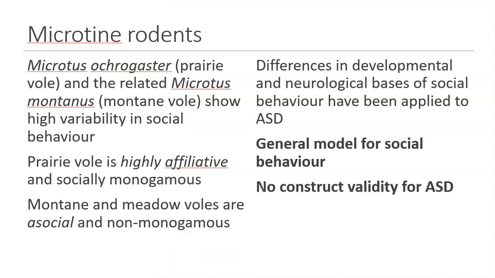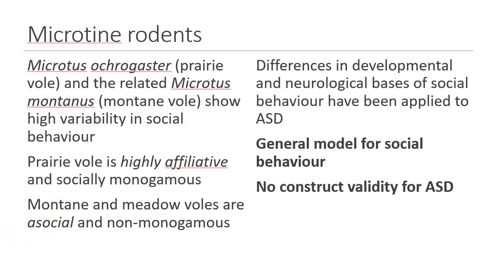So what we can do is study these rodents. We can study the differences between the prairie voles and the montane voles to show a high variability in social behavior. Because the prairie vole is highly affiliative and socially monogamous, that's related to what we call a normal or healthy human patient, whereas the montane and meadow voles are asocial and non-monogamous. So they would have the endophenotype most similar to ASD patients.